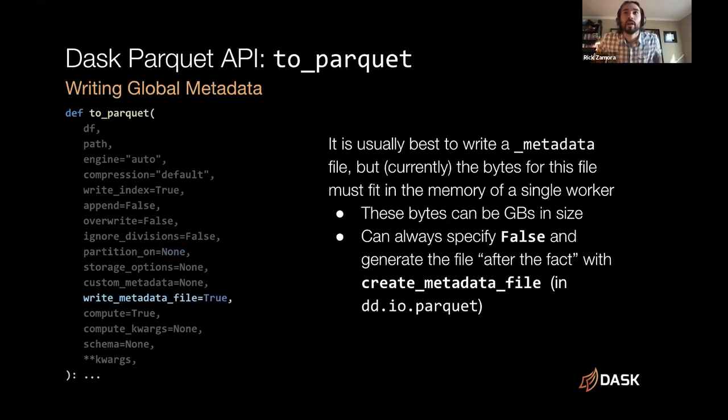Also, write metadata file. I already mentioned before that it can be important to have a global metadata file in Parquet or in Dask. It usually makes sense just to leave this default true. Sometimes if you have a constrained worker that needs to write this file, you can run into problems, because there does need to be one worker in the end that's going to aggregate the metadata, which could be gigabytes in size, and write that to disk. You can always specify this to false, and you can use the create metadata file utility to create a metadata file after the fact if this is more convenient.